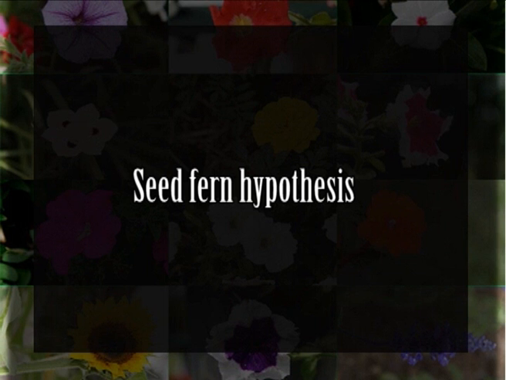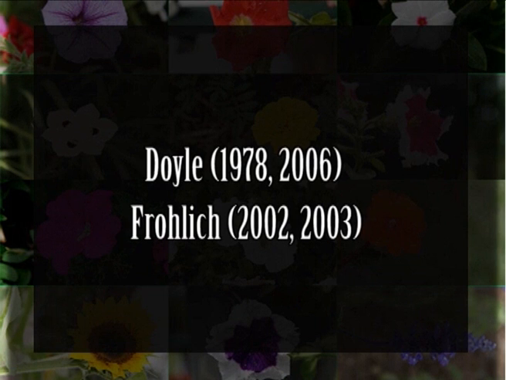Several differing seed fern hypotheses promulgated by American, Asian, and European paleobotanists suggest an origin of flowering plants from Paleozoic and Mesozoic gymnosperm seed fern stock. Research findings that shed light on the origin of flowering plants from pteridosperms include Doyle and Frohlich.